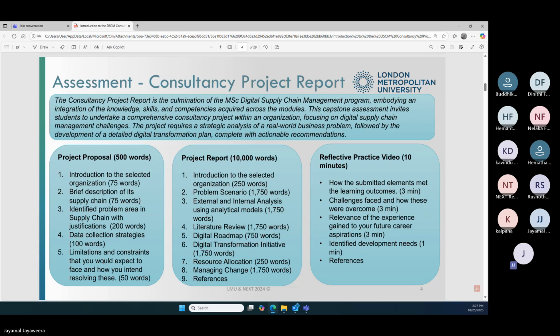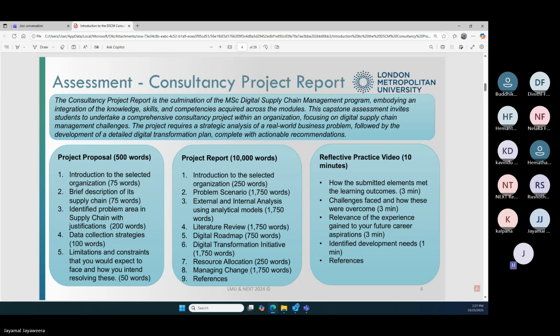there are 9 areas that need to be included in your project report, the final report, which is supposed to be submitted on the 14th of February. So, the introduction to the selected organization. Just expand on what you have already done in the project proposal once it is signed off. It's a matter of now, you have done a brief introduction in the project proposal. You can take that and expand it.